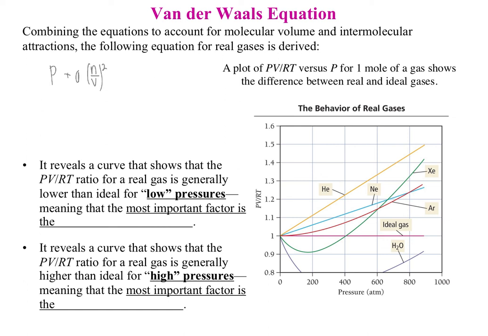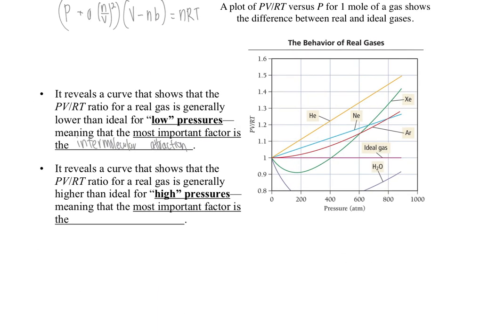Now we can put it all together and we get pressure plus A n over V squared, times V minus nB, equals nRT. So it's a lot more challenging to calculate gas conditions when they are real. But in general, under low pressures, the most important factor is going to be the intermolecular attractions. And once we get to high pressure conditions, the most important factor is the molecular volume, since it starts to matter.